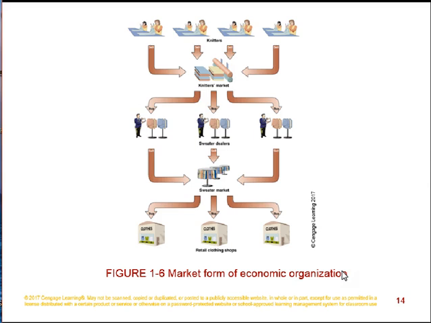In a market form of organization, there's a lot more flexibility. You have the knitters who are independent. They put their products into a knitter's market. The sweater dealers then buy the sweaters from the knitter's market, but of course there are transaction costs for doing that. And then they in turn create a sweater market, and then the retail clothing shops buy from the sweater market. So this market form of economic organization is more flexible, but you incur transaction costs. And because of that, it may be less efficient.